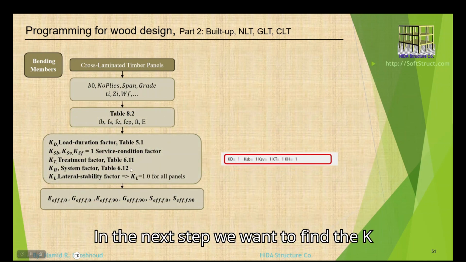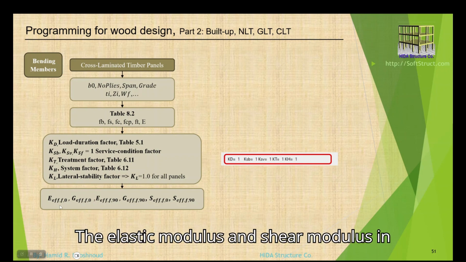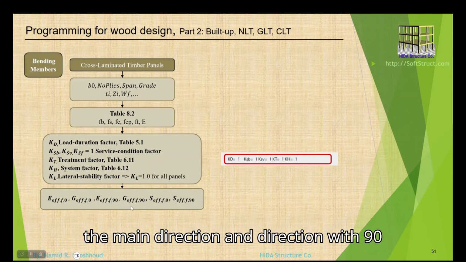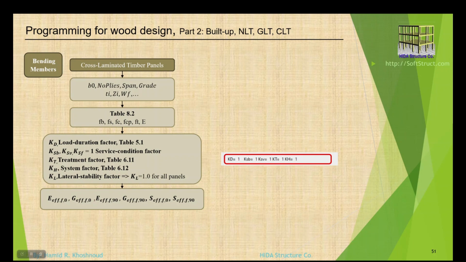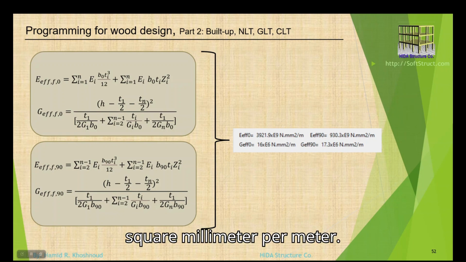In the next step, we want to find the K factors. In our example, our factors are equal to 1. The elastic modulus and shear modulus in the main direction and the direction at 90 degrees will be calculated based on the formulation as we show here. E effective 0 is equal to 3921, E effective 90 is equal to 930, G effective 0 is 16, and G effective 90 is 70.3, multiplied by 10 power 6 Newton square millimeter per meter.